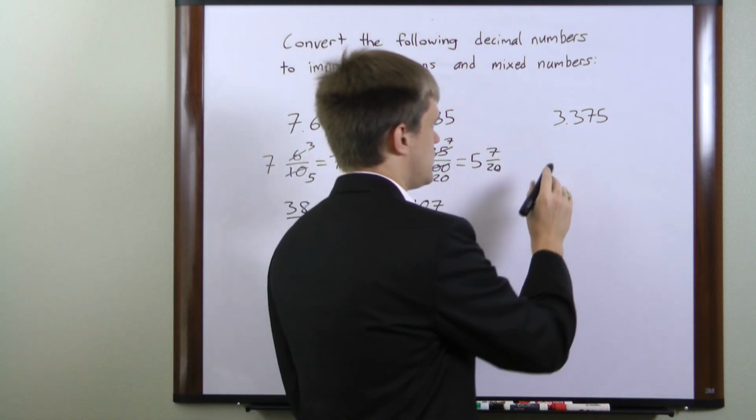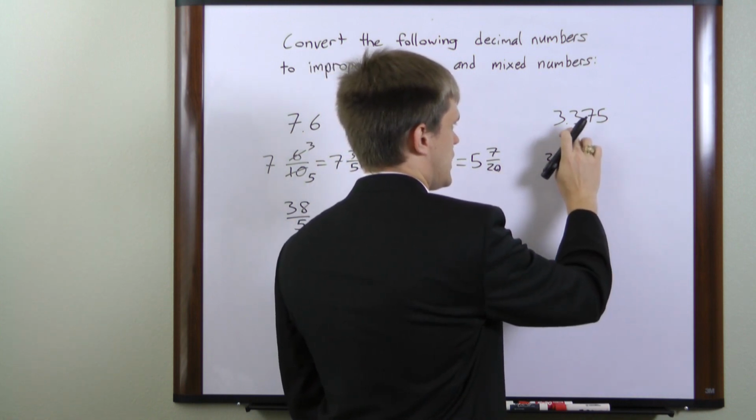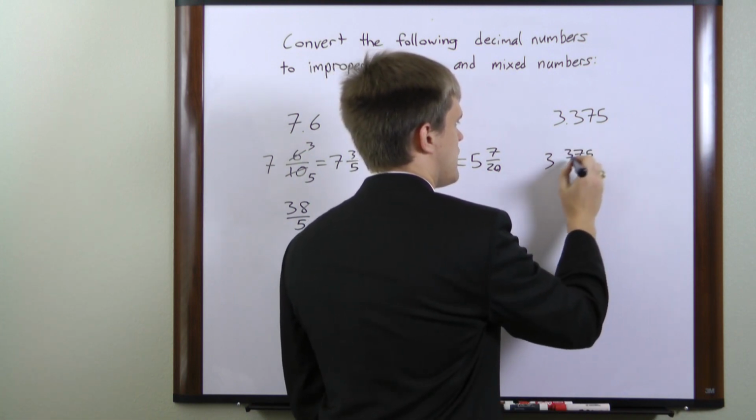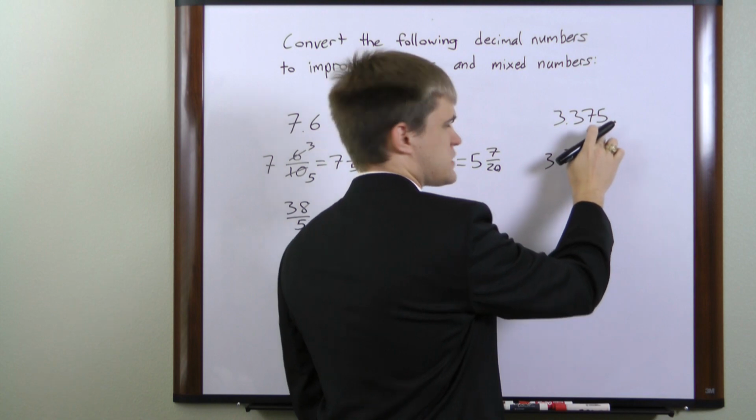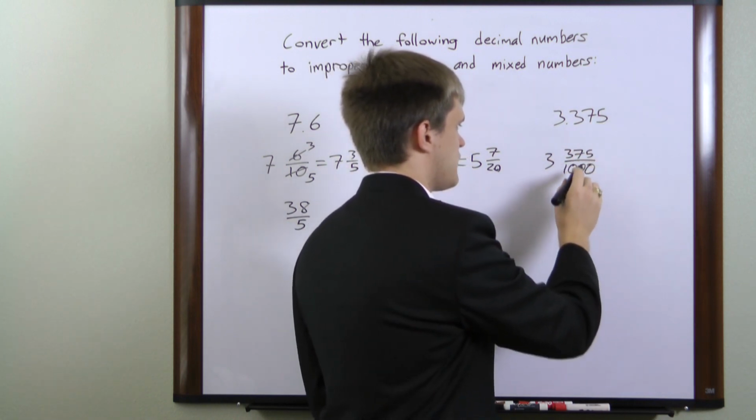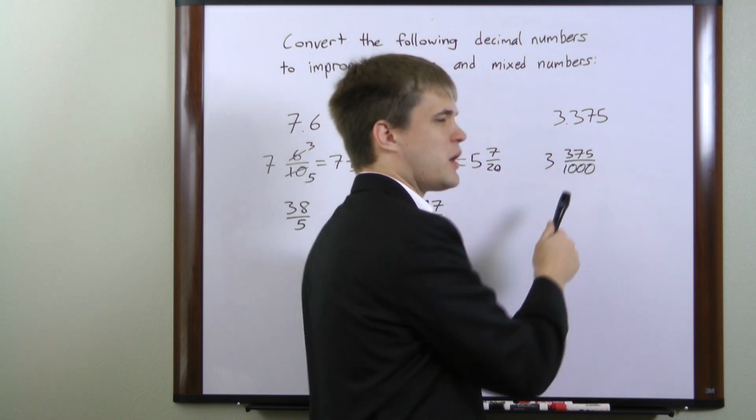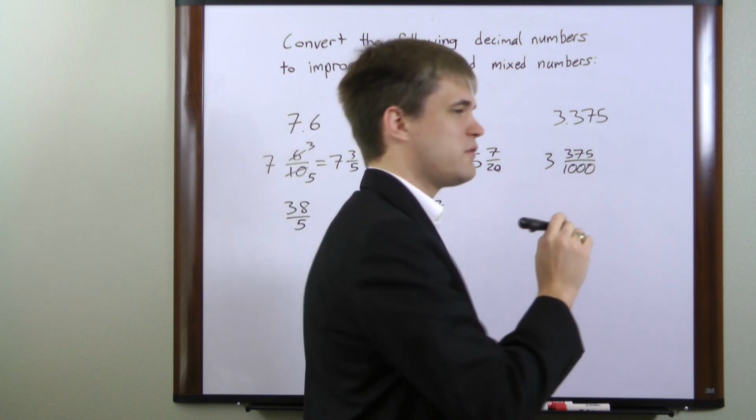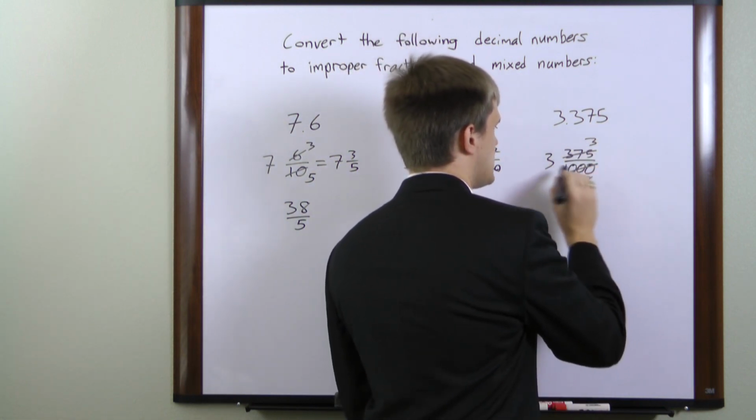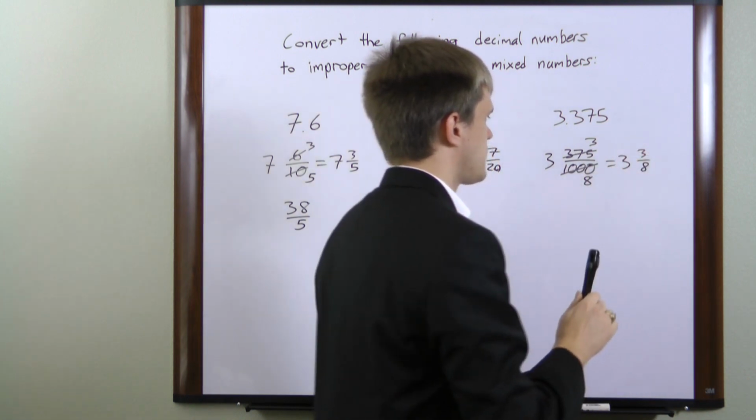In the final example, we'll once again take the whole number part, 3, and then take the part to the right of the decimal, 375 over 3 decimal places, so 3 zeros, 375 over 1,000. Now, we can divide top and bottom here by 125, which leaves us with 3 over 8. So this number is equivalent to 3 and 3/8.